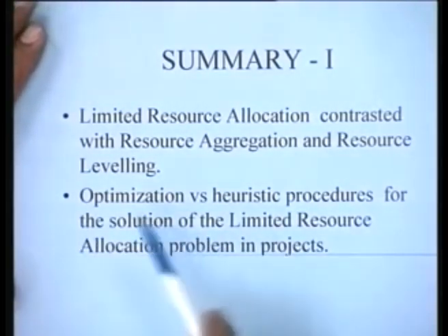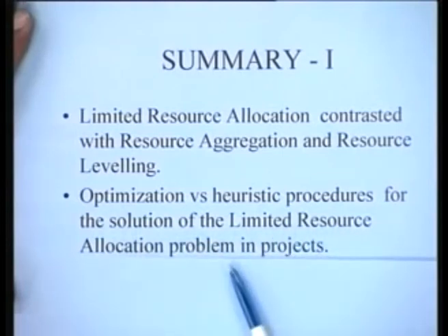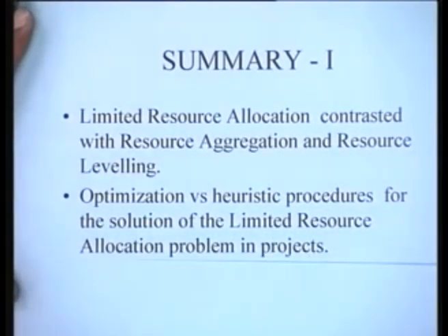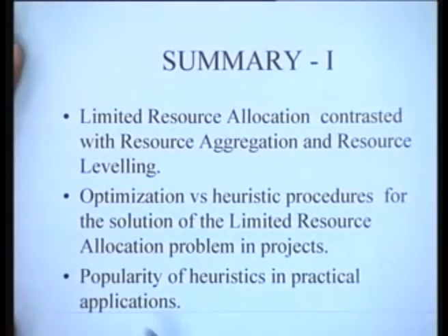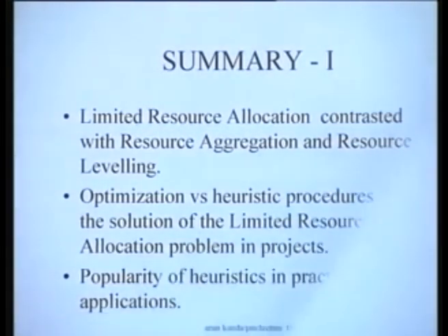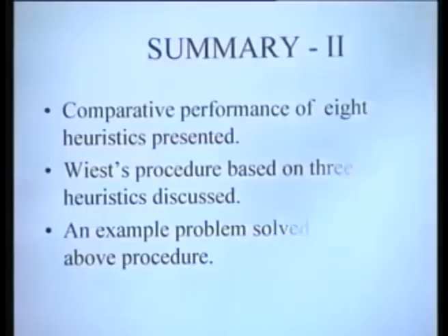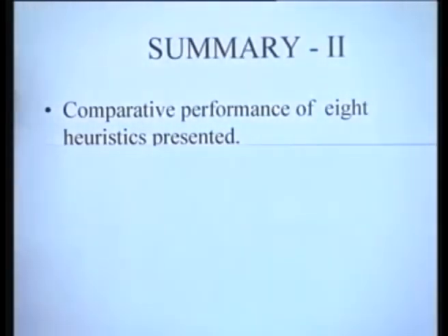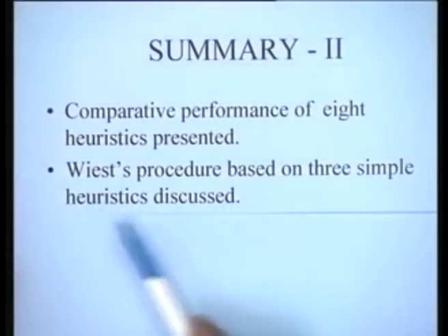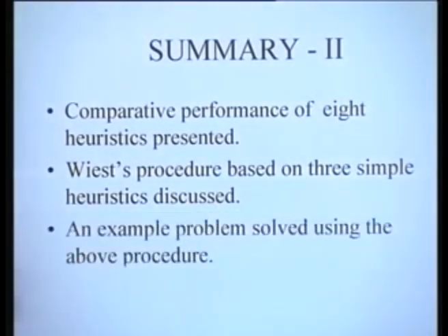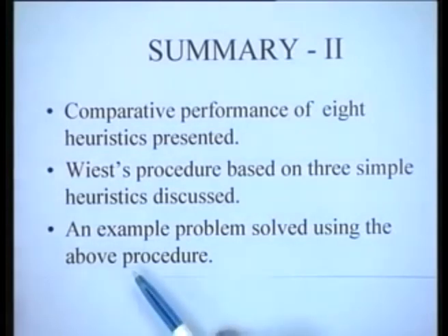Then optimization versus heuristic procedures for the solution of the limited resource allocation problem in projects were presented. It was seen that the heuristics were typically more popular in practical applications than optimization solutions. Then we looked at the comparative performance of 8 heuristics, and we found that heuristics based essentially on minimum slack or the latest finish time performed the best typically. A procedure due to Wiest based on 3 simple heuristics was discussed, and an example problem was solved using the above procedure.